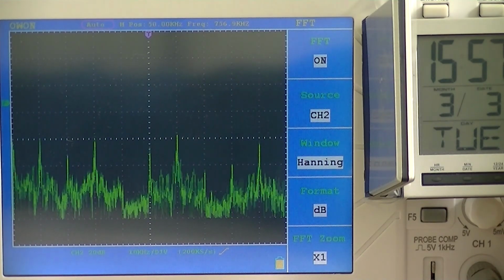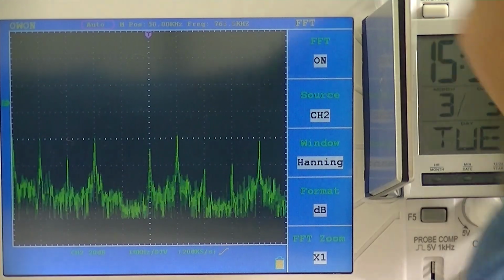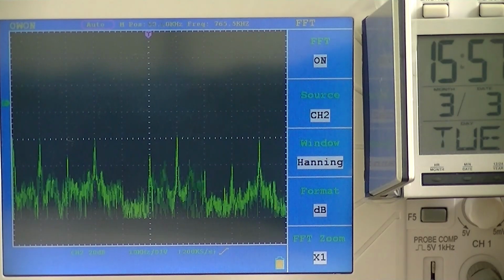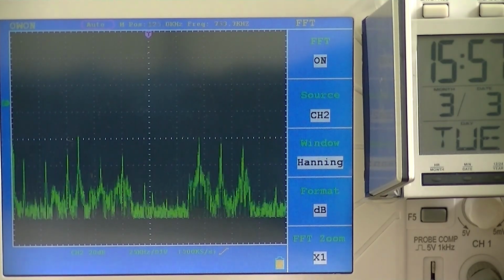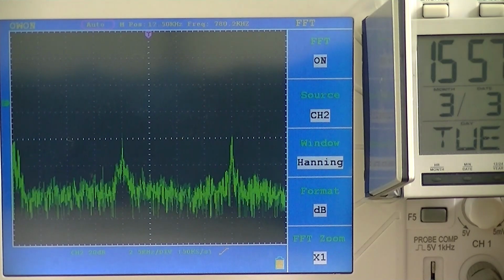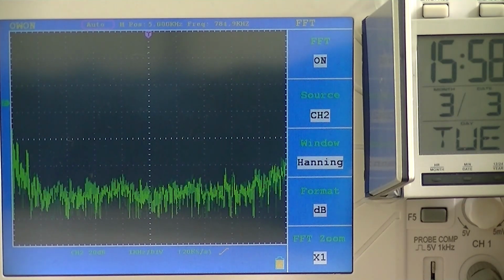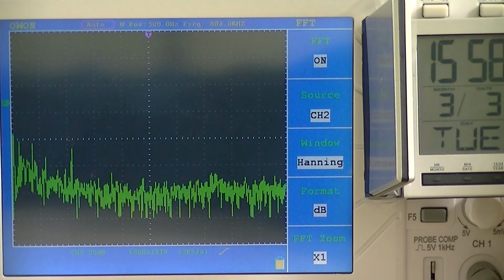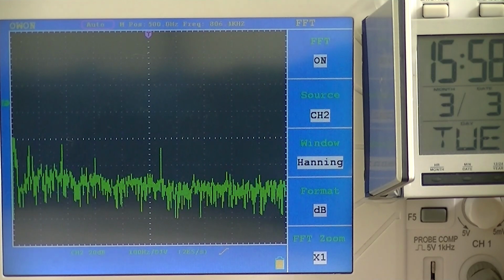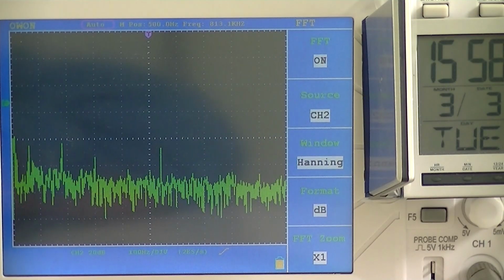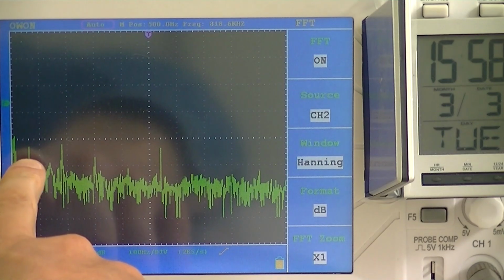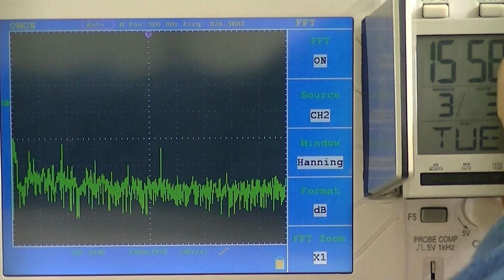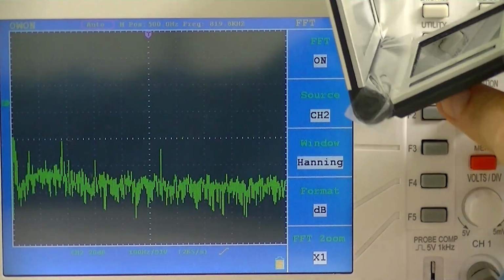So that's what 10 kilohertz per division looks like. And we've got the repeating 10 kilohertz, which I routinely see. And that's 1 kilohertz per division. So we're down at 100 hertz per division, and there's the 60 hertz. So it's all very, very quiet. So I'm going to turn off the FFT.